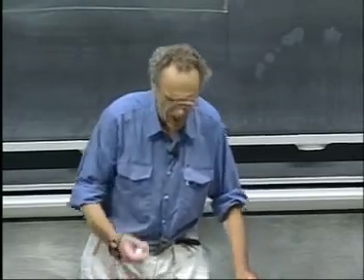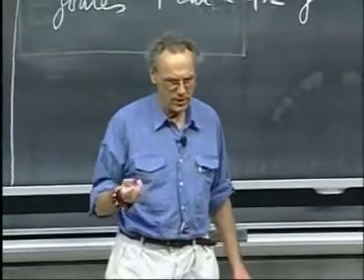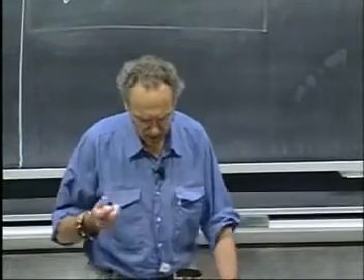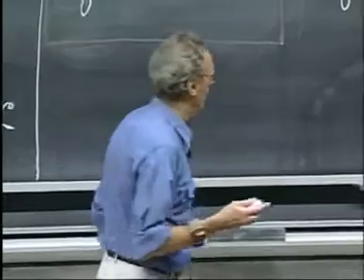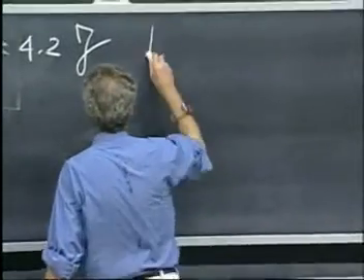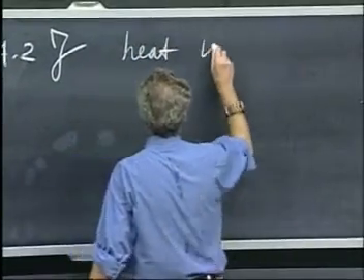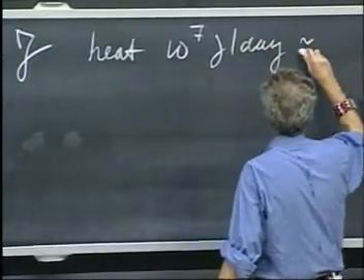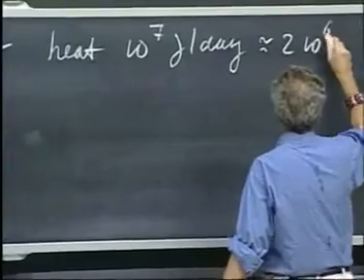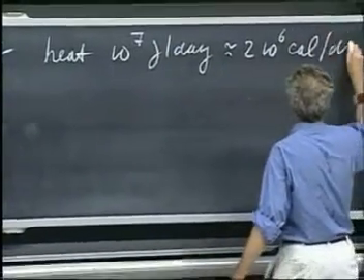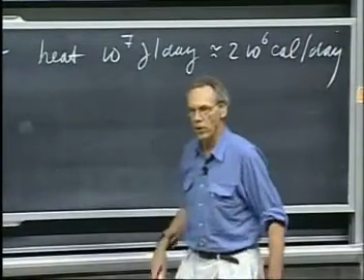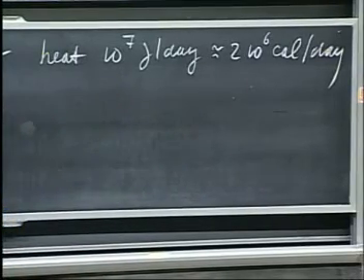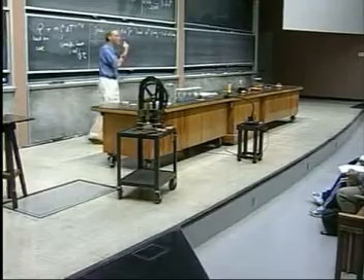It means that in one day about 10 to the 7 joules is what you generate in terms of heat. 10 to the 7 joules per day. And that is about 2 million calories per day. Where does the body get it from? Food. You better eat 2 million calories per day.